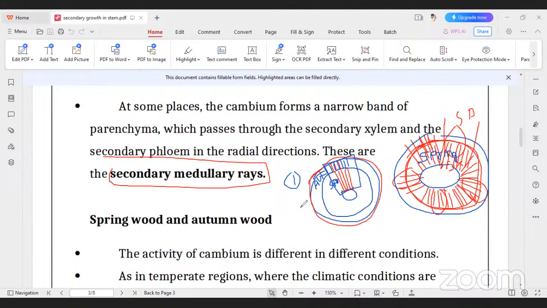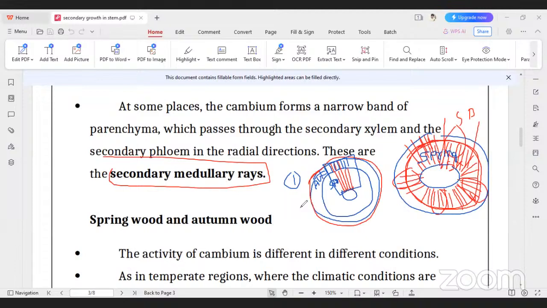The same pattern: spring season, large; autumn season, very less. Now these rings are called annual rings. Based on the annual rings, we can determine the age of the tree. This knowledge is called dendrochronology.